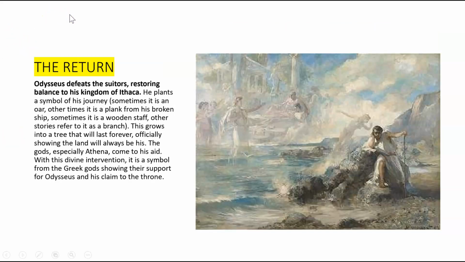Last but not least, return, often called return with the elixir. Odysseus defeats the suitors, restoring balance. We even get help from Athena. This kind of shows that the gods are supporting him. In some versions, he's carrying a plank of wood. In other ones, it's an oar. Sometimes it's a staff. It's always a piece of wood that he carries. He plants it in the ground. It grows into a tree, and the idea is that it's symbolic, that the Ithacan land will forever be his, and it's blessed by the gods. Thus, his 20-year journey, his 20-year odyssey is over. And here we have Odysseus being plugged into the hero cycle.